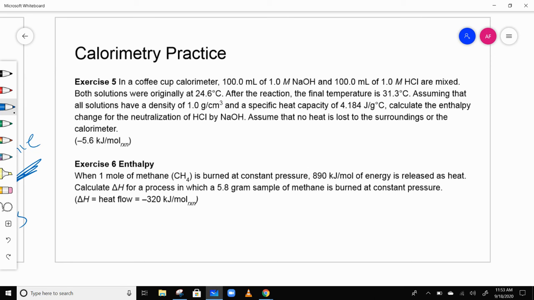So there are some problems here. We can go over these in class if you like. I'm not going to take too much time to go over them. The answers are here and here. I guess I could show you how to set it up, maybe.